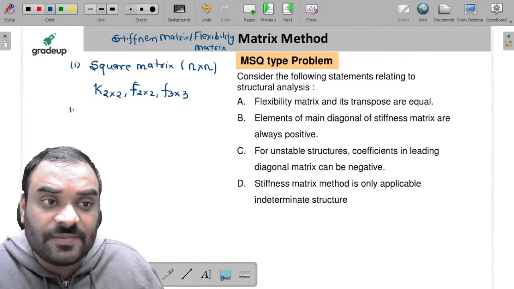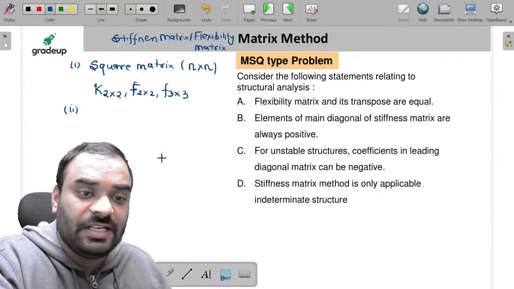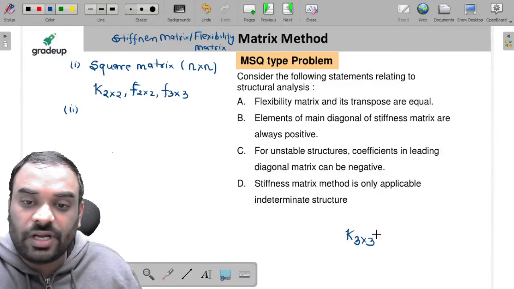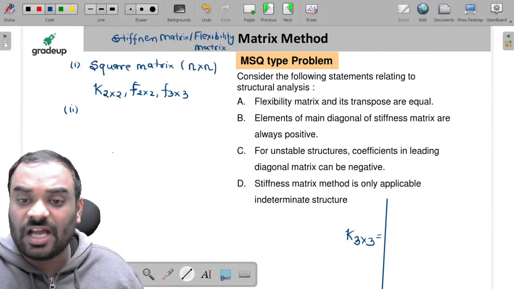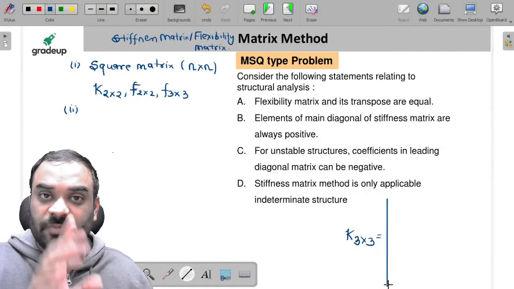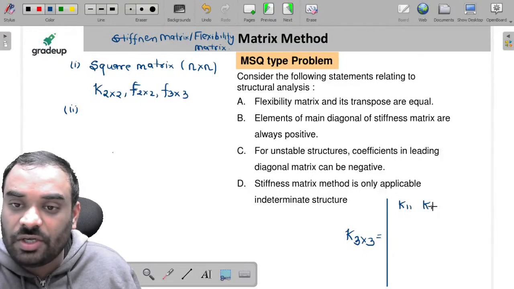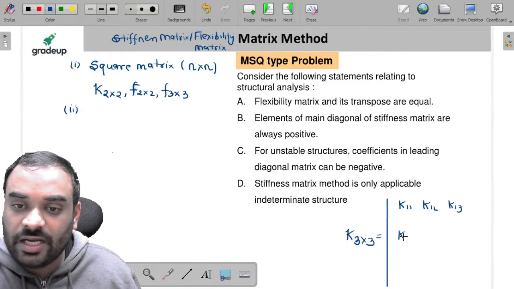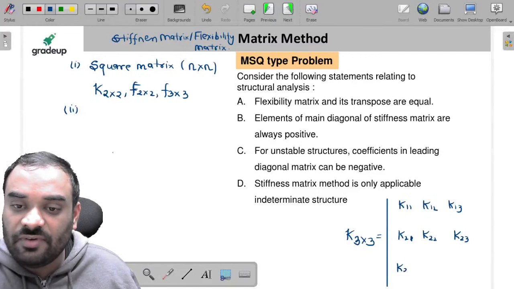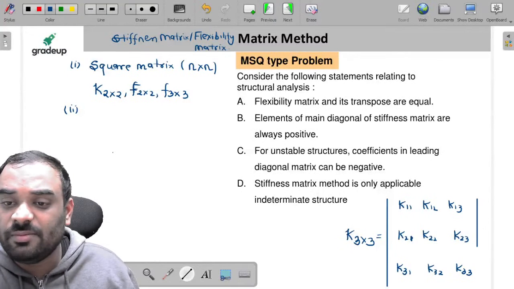Okay, second one, my dear friends, second important property. Now you know that if we want to represent the matrix like this one, let us suppose K 3 cross 3, right? So it means there are three coordinate direction. I will tell you, my dear friends, how to decide the coordinate direction also in case of flexibility matrix as well as stiffness matrix. Okay, so this one is K11, K12, K13, K21, K22, K23, K31, K32 and K33, guys, right? These are the elements. Total 9 elements are there.